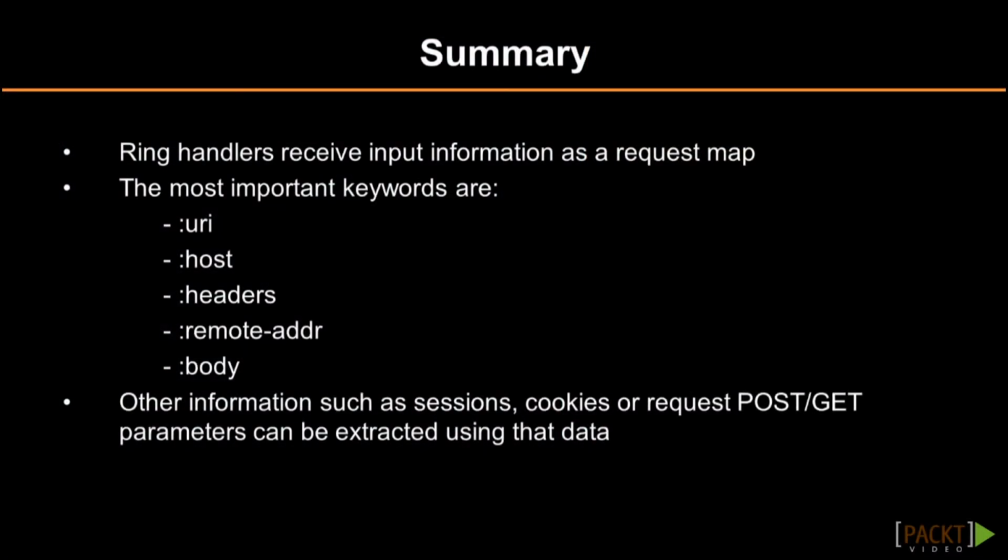We have learned that Ring handlers expect a map as an input and that Ring provides basic request information in that map. Now, as we understand what's available to us in the input parameters of the Ring handler, we can proceed to the next video, where we'll learn what the response values expected by Ring are.